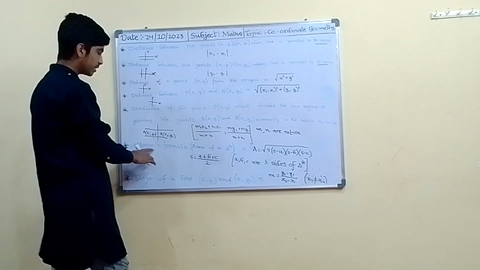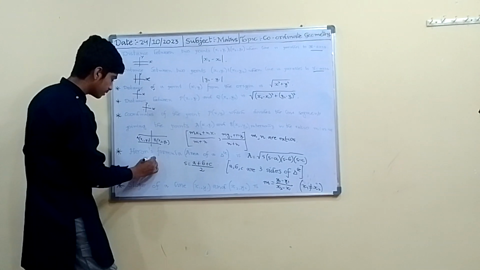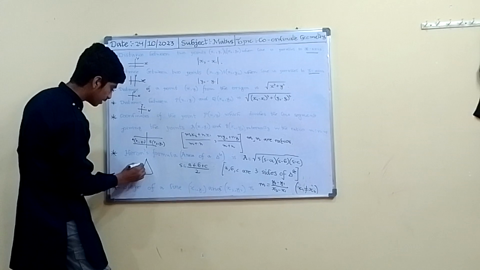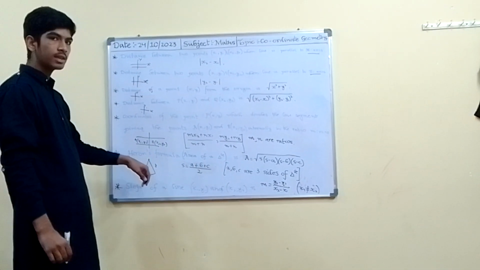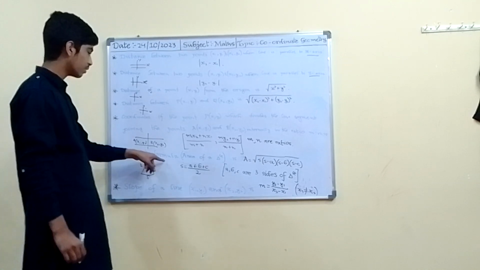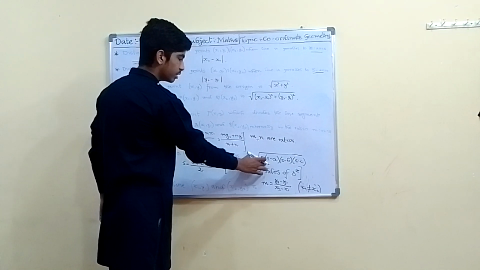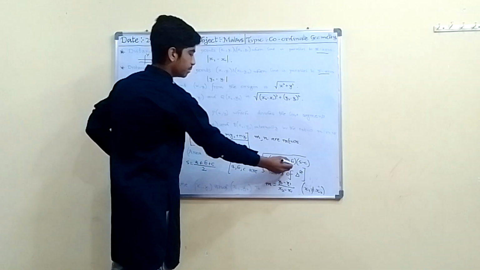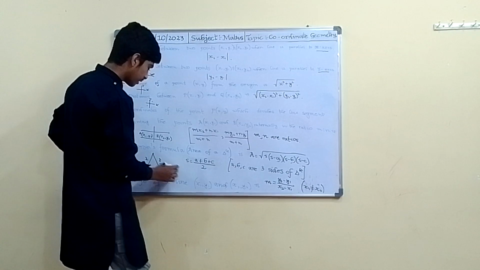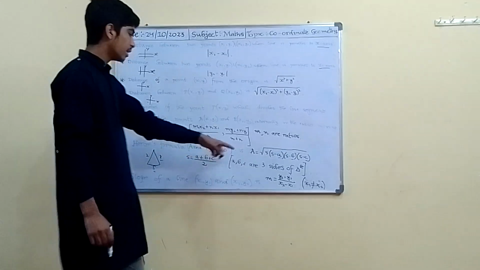And the next formula is Heron's formula, area of a triangle. Suppose a triangle is given and the sides are 2, 3 and 5, and we have to find the area of this triangle. We have to use Heron's formula. Heron's formula is given as area is equal to under root s into s minus a into s minus b into s minus c, where a, b, c are the sides 2, 3 and 5.